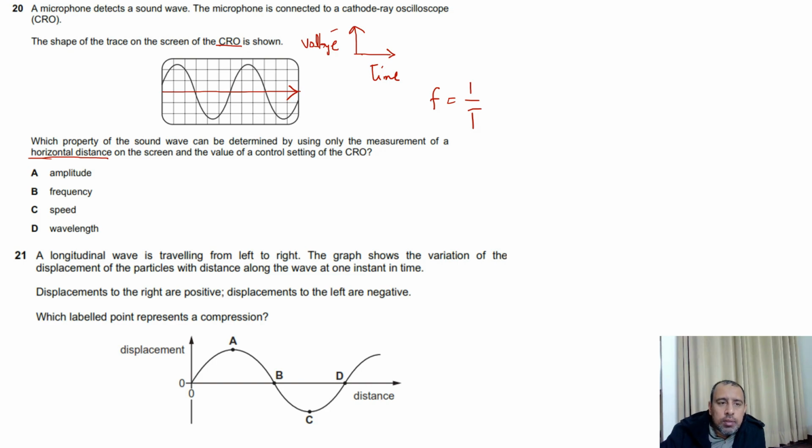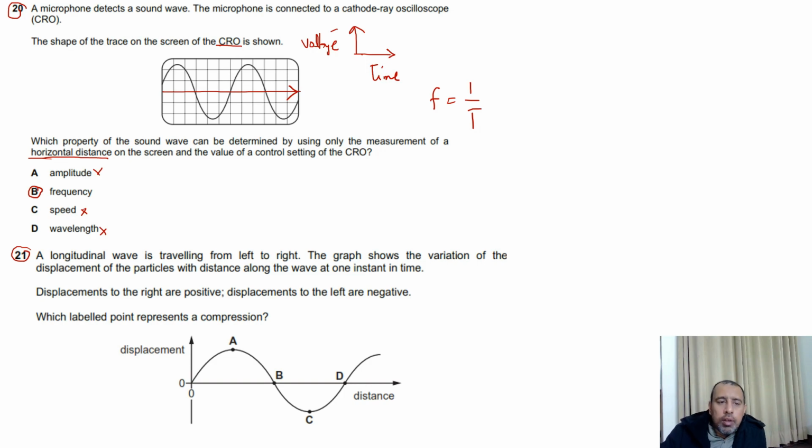The amplitude is wrong. We cannot find the speed or the wavelength because we have the time along the x-axis, not the distance. That's why we are not able to get the wavelength. This is the correct answer. Moving forward, question number 21. This is done as well.